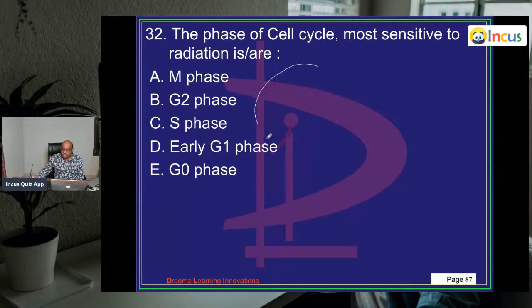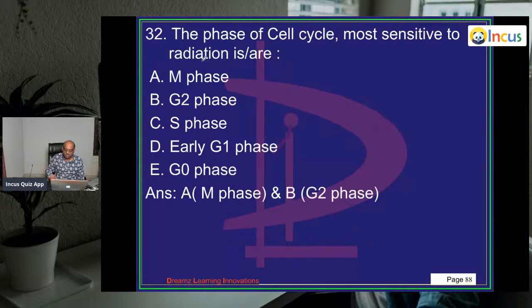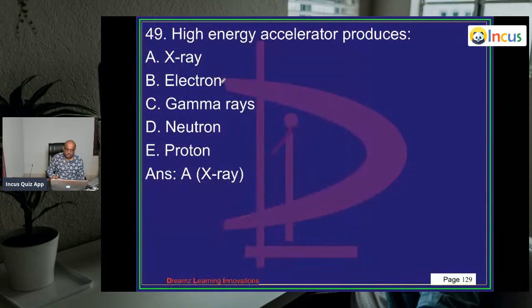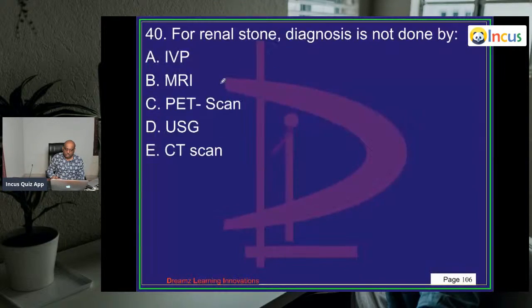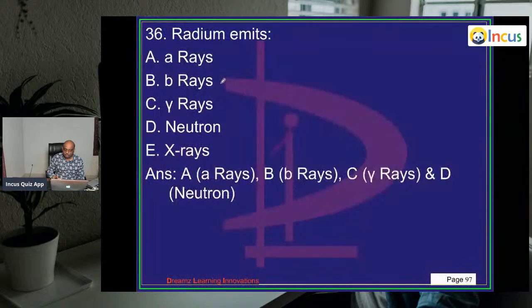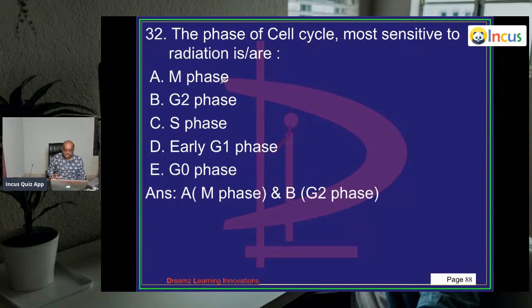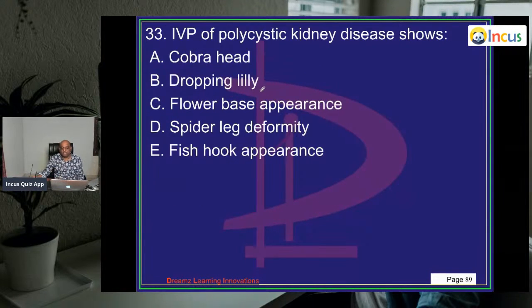So which part of the cell cycle is considered to be most sensitive to radiation? You should remember that of all the phases of the cell cycle, it is the M phase, G2 phase that is considered to be the most sensitive to radiation.